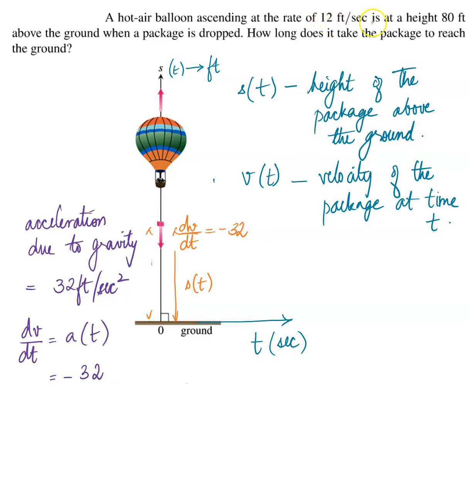Now what about 12 feet per second? That is the velocity of the package, right? The package is just about to be dropped. So when the package is dropped, this is the speed of the balloon. So the velocity in terms of the balloon would be that, but then we are talking about the velocity in terms of the package. And so at the time when the package is dropped, that will be 0, right? So then v of t in this case will be v of 0, and v of 0 is given to be 12. So we have all these details that we can collect.